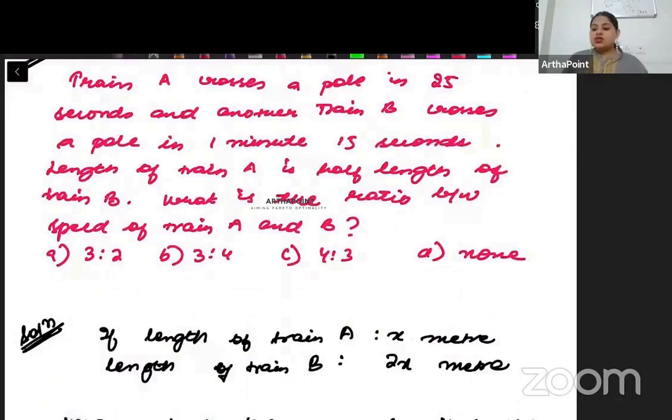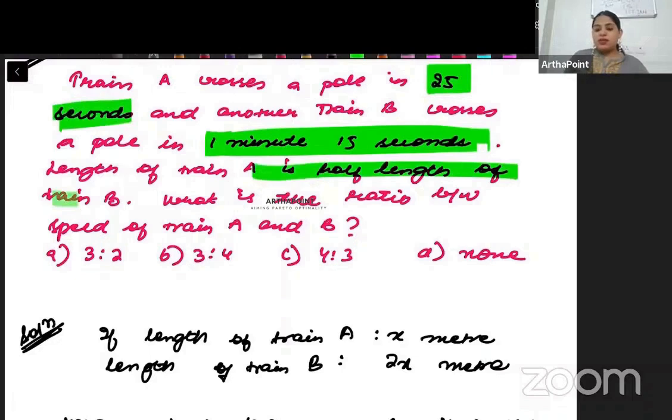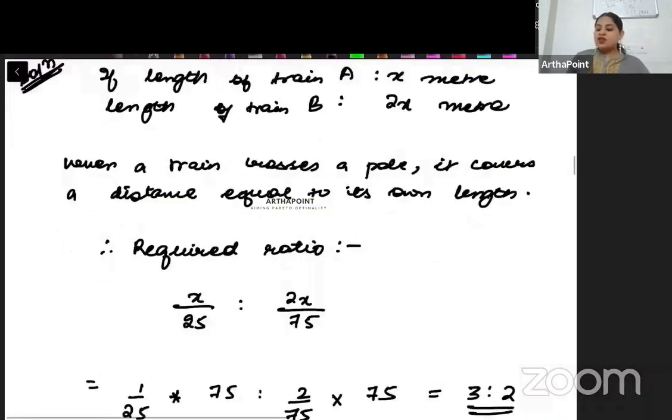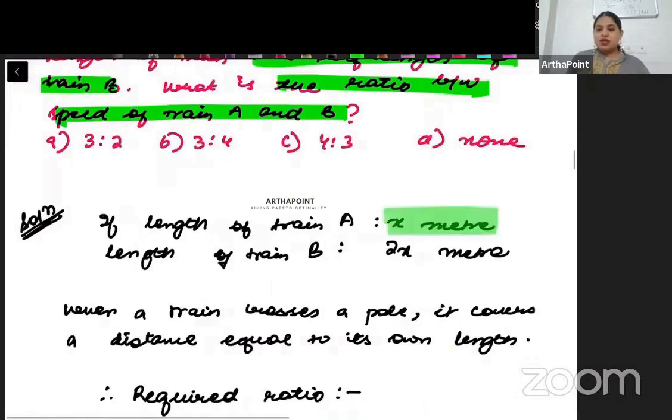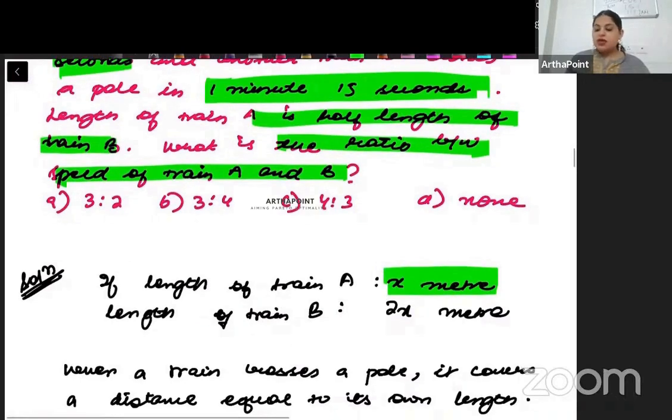Train A crosses a pole in 25 seconds and another train B crosses a pole in 1 minute 15 seconds. Length of train A is half length of train B. What is the ratio between speed of train A and B? So what you can go ahead and do is the following. Let's say length of train A is x. Then length of train B will be double length of train A. So it will be 2x, right?